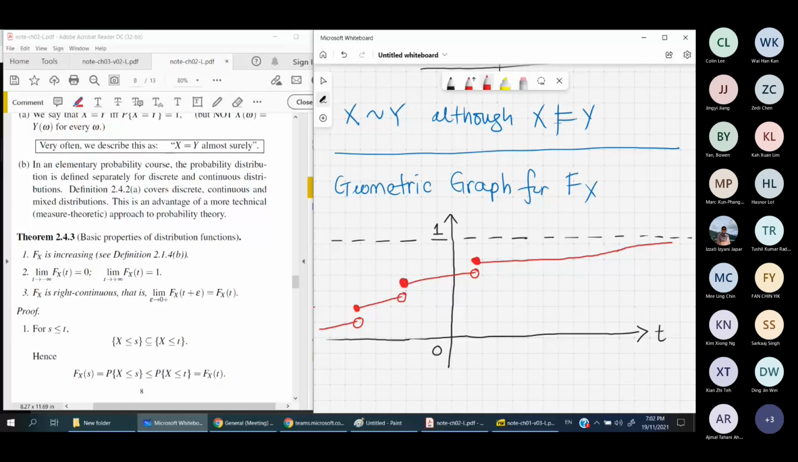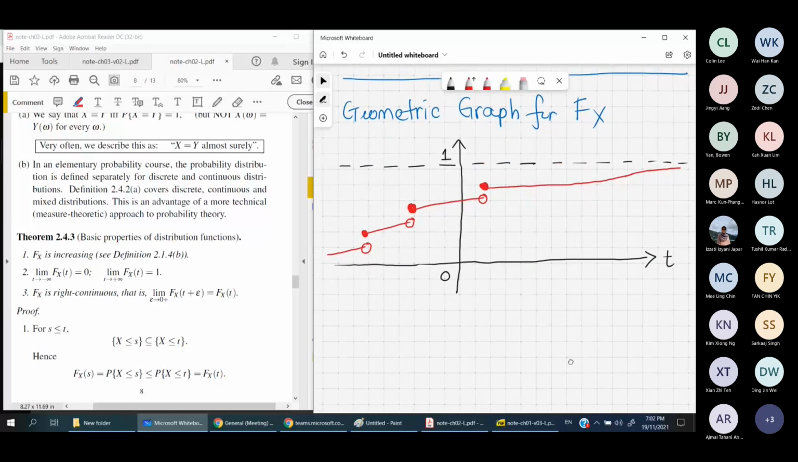So this graph can illustrate these three properties for the distribution functions. First of all, increasing: it must be going up like that. Next, when you go to this side, it will approach the x axis. Here it will go to 1, and that is right continuous.